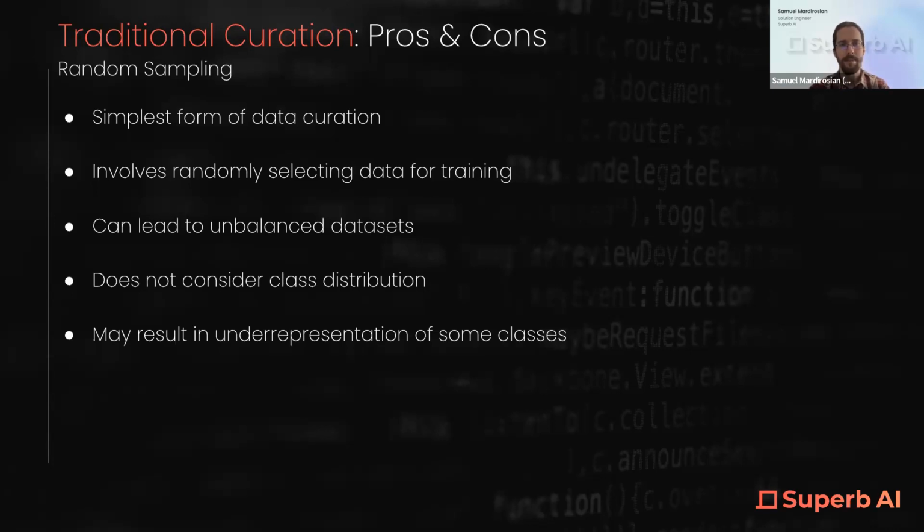For instance, it might not capture the full diversity of the dataset, especially in cases where certain classes or features are underrepresented. Also, it doesn't take into account the relevance or quality of the data, which could lead to suboptimal model performance. In the context of large and diverse datasets, random sampling might miss out on important patterns or relationships in the data. This could potentially lead to models that are not robust or that fail to generalize well to unseen data.